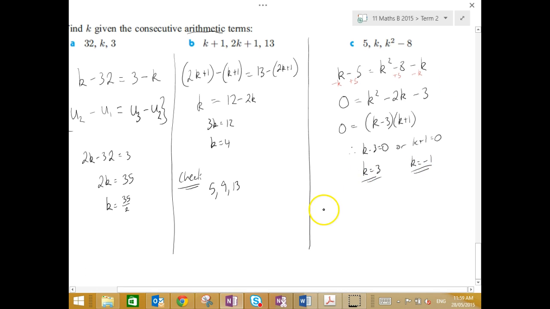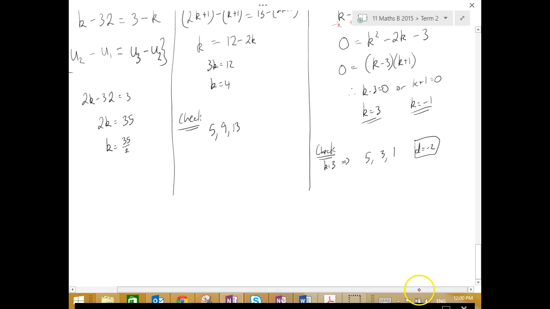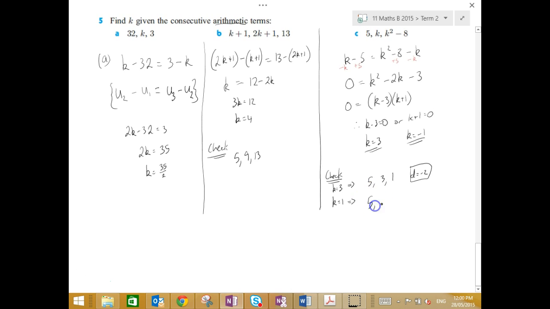So, can we check it and see if it works? If k equals 3, what do I get? I get 5, 3, and 9 minus 8 is 1. Oh, yeah. That's an arithmetic sequence with a difference of negative 2. That works. If k equals 1, what do I get? I get 5, 1, and 1 squared minus 8 is negative 7.